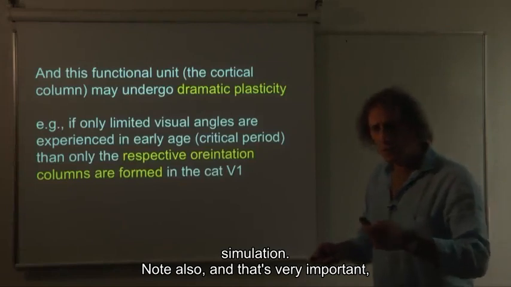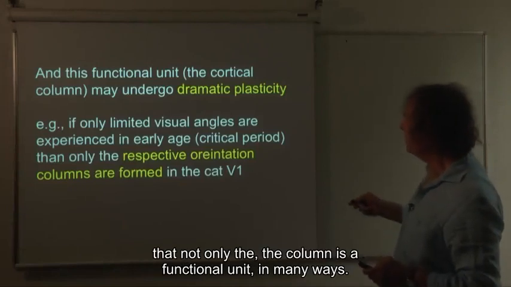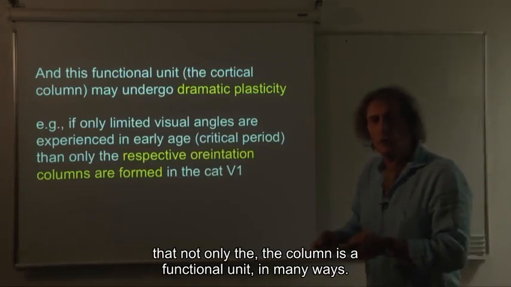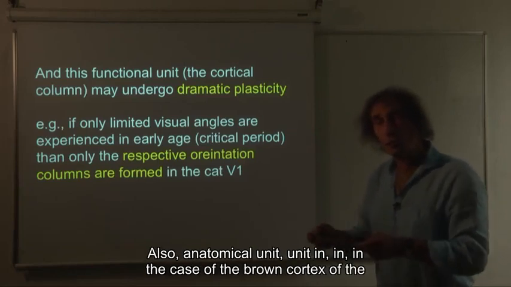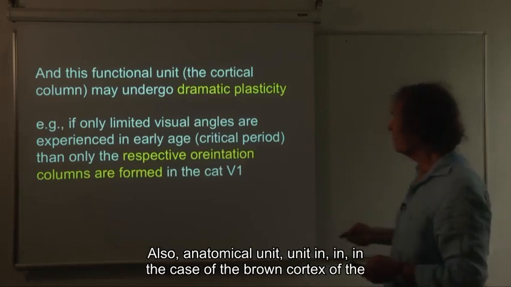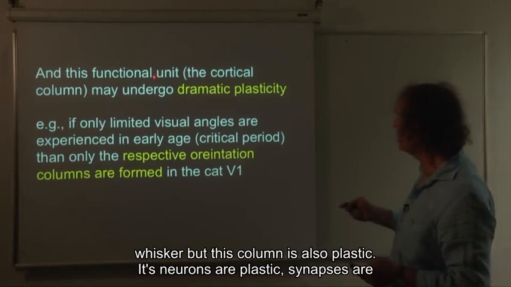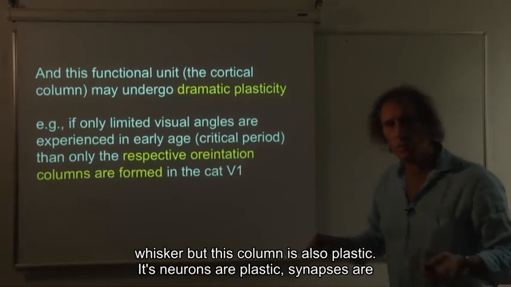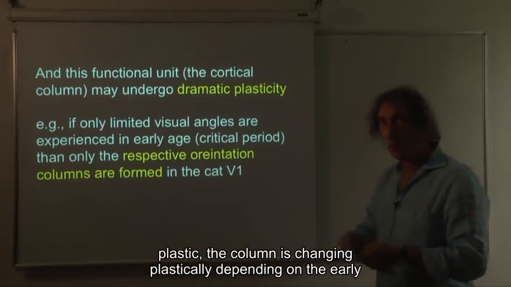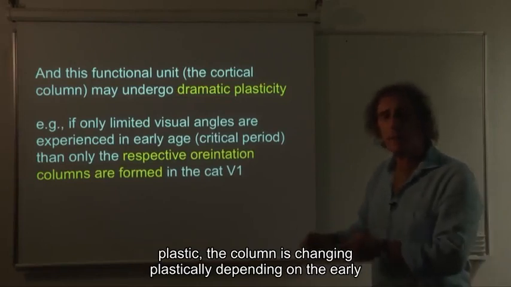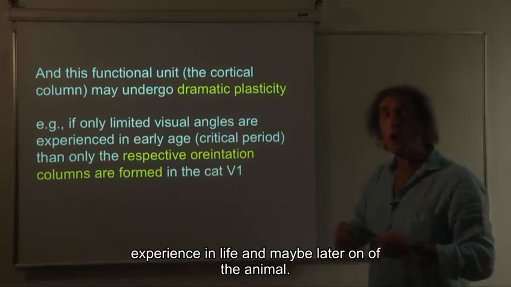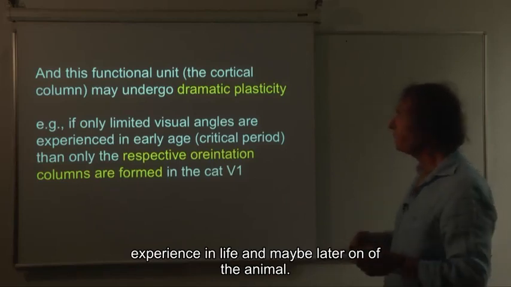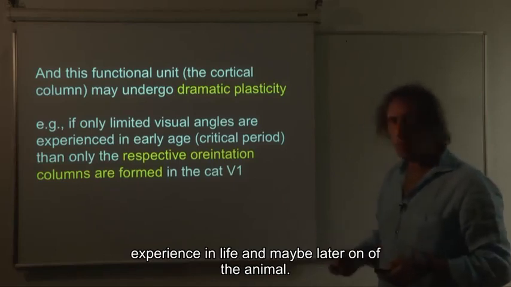Note also, and that's very important, that not only is the column a functional unit in many ways, and also an anatomical unit in the case of the barrel cortex of the whisker, but this column is also plastic. As neurons are plastic and synapses are plastic, the column changes plastically depending on the early experience in life, and maybe later on, of the animal.